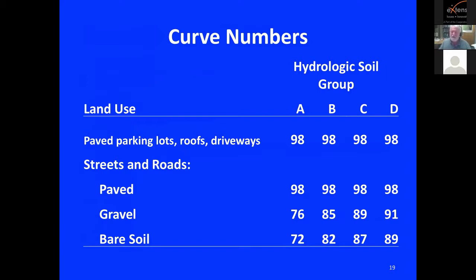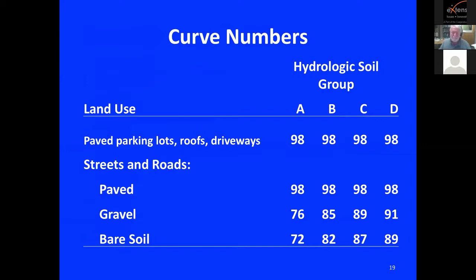A type A soil is a very well drained soil. And if you look up in the soil survey, find the name of the soil that you're on, it will have a hydrologic soil group in one of the data tables in the soil survey. And type D is a 98 for the same area. So if we look across paved parking lots, roads, driveways, doesn't matter the soil type, we're saying that 98% of the rain that falls will end up running off.